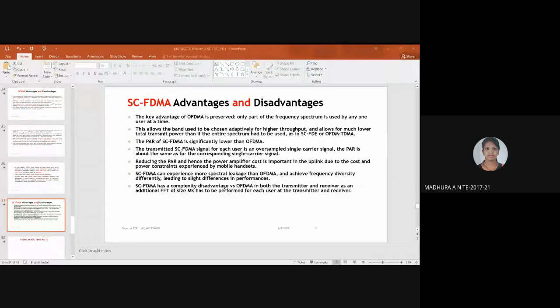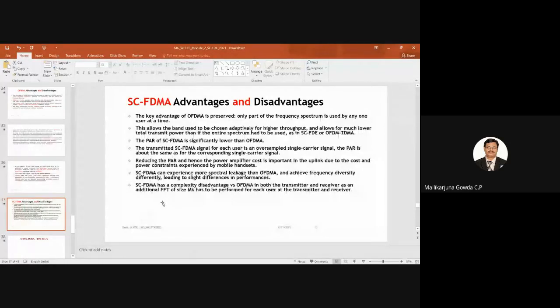It has complexity disadvantages compared to OFDMA, sir. Very good. So the complexity of SC-FDMA is more when compared to OFDMA. Because of what? FFT blocks. Yes, because we perform FFT as well as IFFT, both in transmitter and receiver. When compared to OFDMA, we perform only the IFFT operation at the transmitter and the FFT operation at the receiver side. But here we do both FFT and IFFT, so the complexity is increased. Very good. Then let me take the next points.